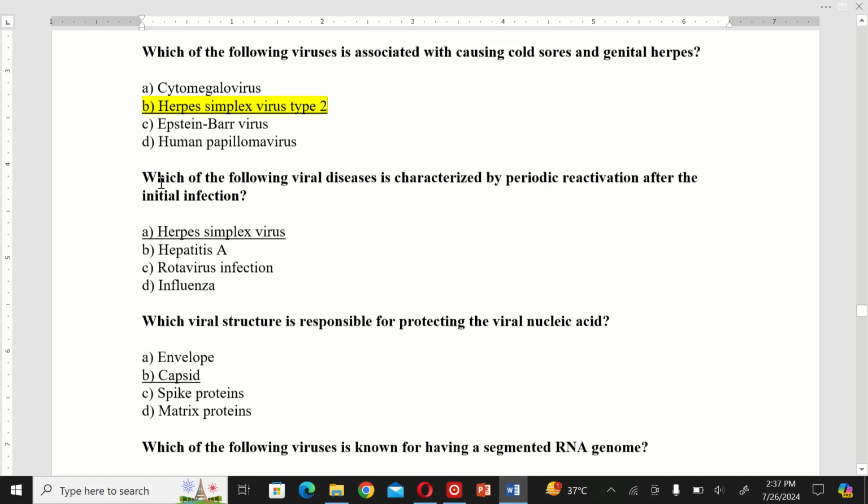The next MCQ is: which of the following viral diseases is characterized by periodic reactivation after the initial infection? A. Herpes simplex virus, B. Hepatitis A, C. Rotavirus infection, D. Influenza. So the correct option is A.